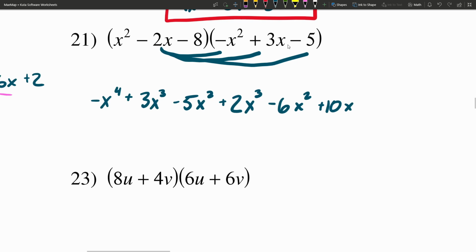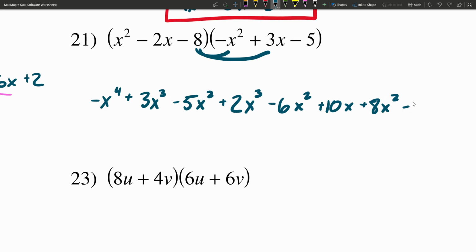Now on to my last term that I'm going to be distributing through. Negative 8 times negative x squared is a positive 8x squared. Negative 8 times 3x is a negative 24x. And then negative 8 times negative 5 is a positive 40.